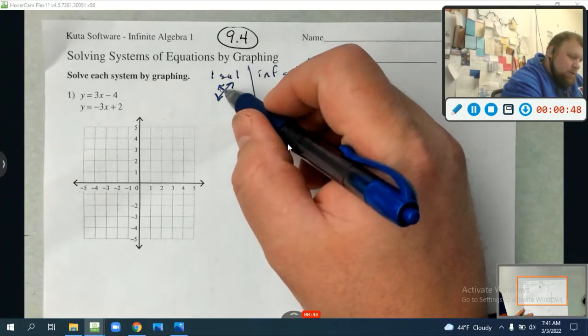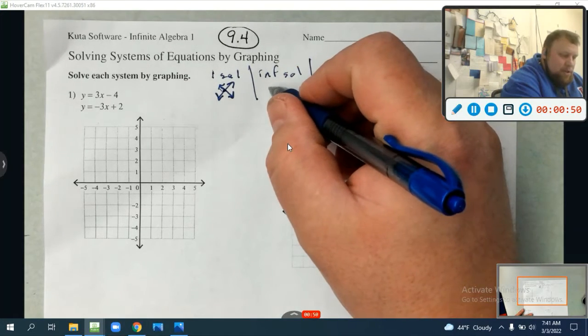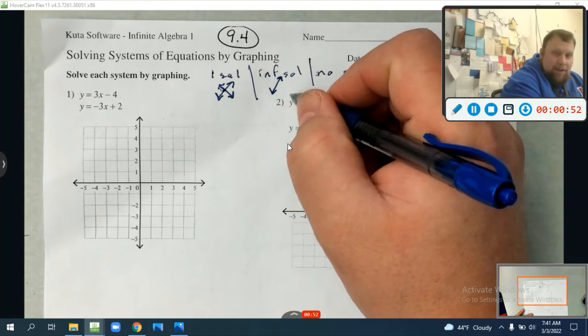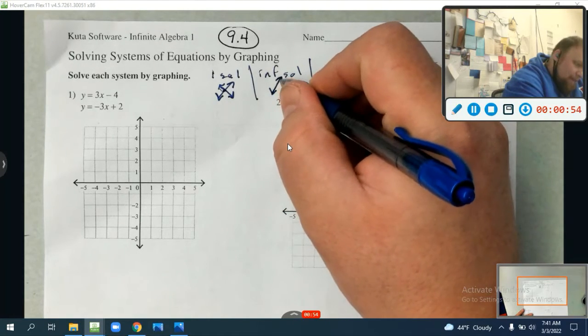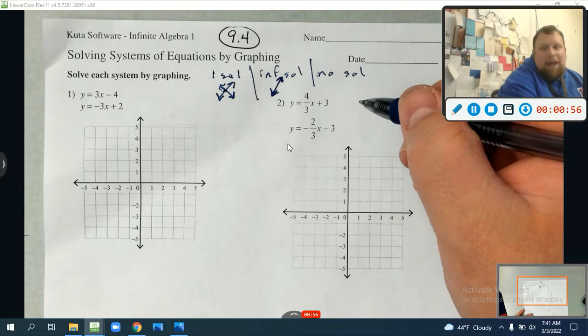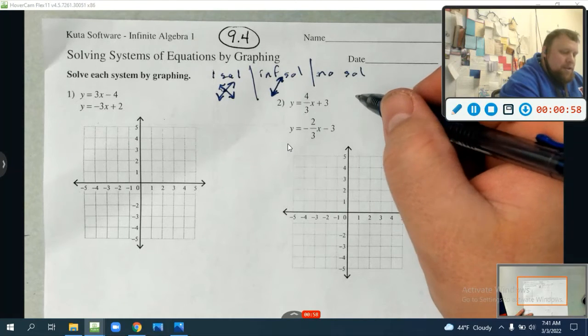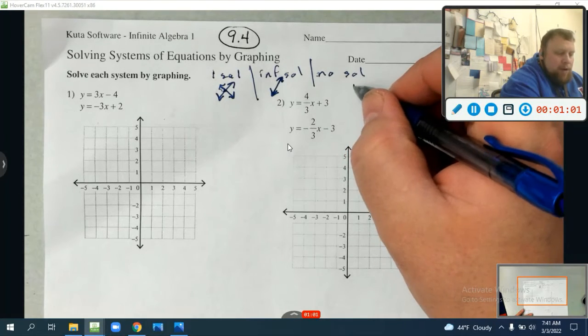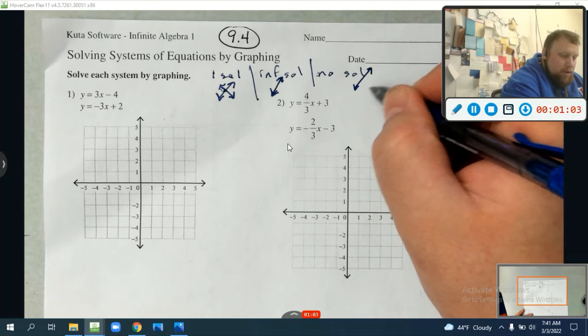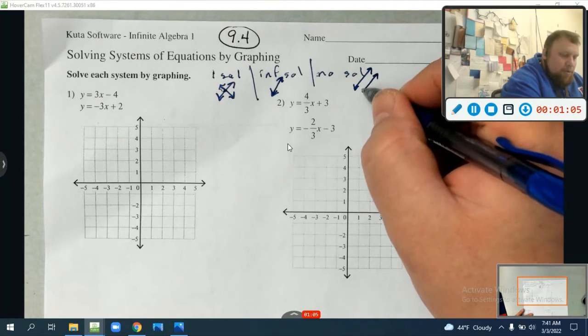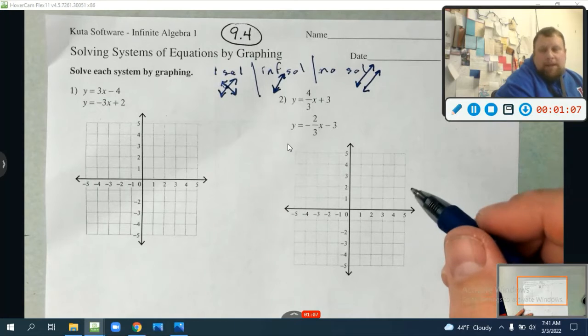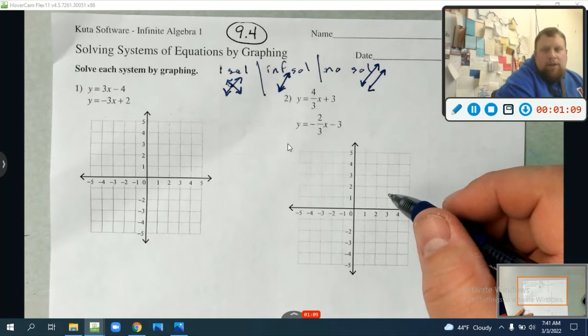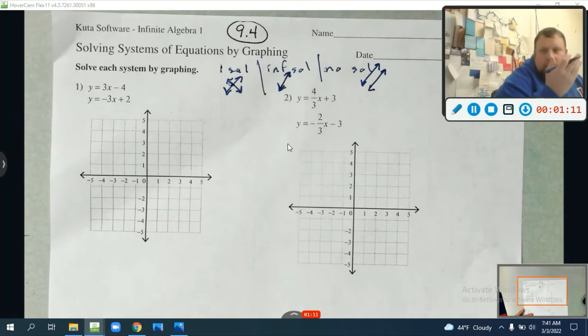So that's one solution. Infinite solutions means we have a line and then a second line that lies right on top of it. So it's the same line, right? That's infinite solutions. No solution means we have two lines that are parallel to each other. And remember, if they're parallel, they have the same slope, different start points, and they'll never cross. So that would be no solution.